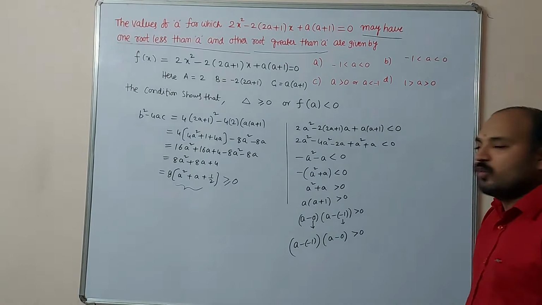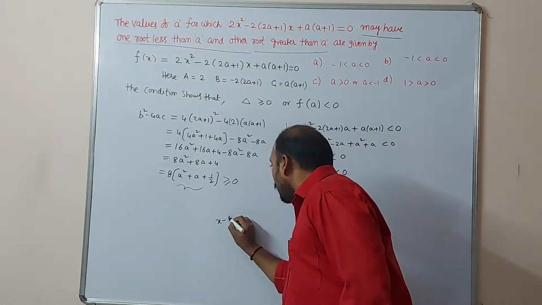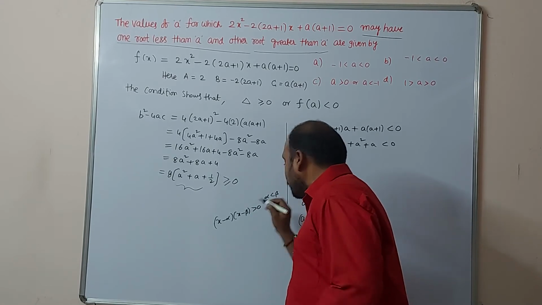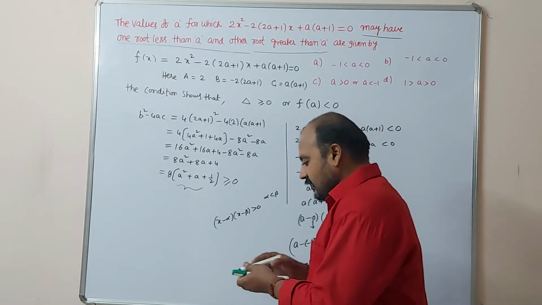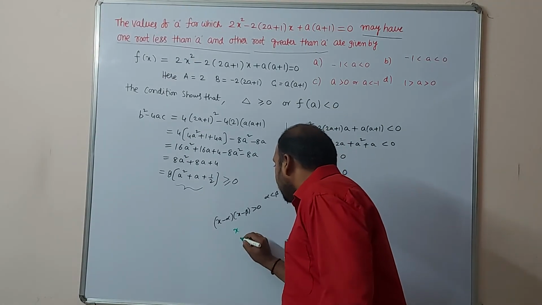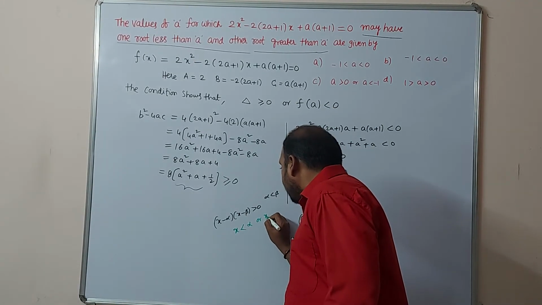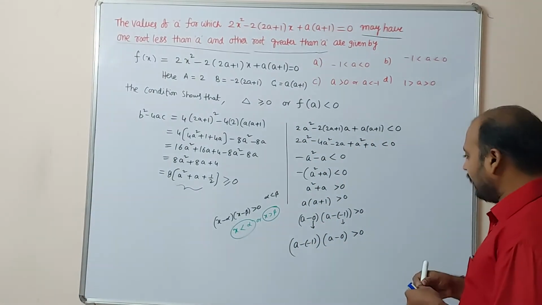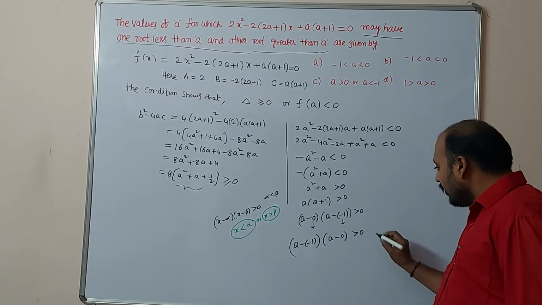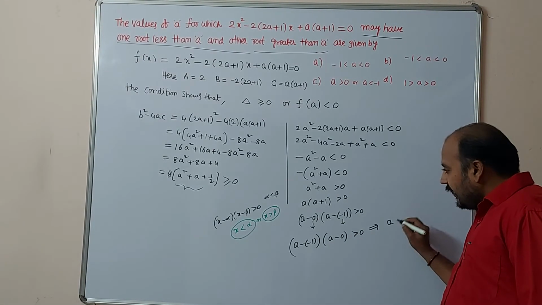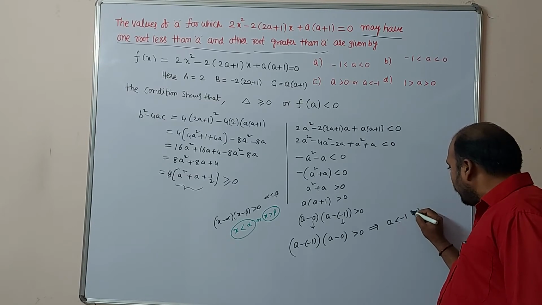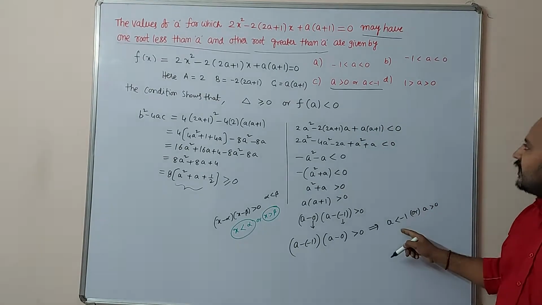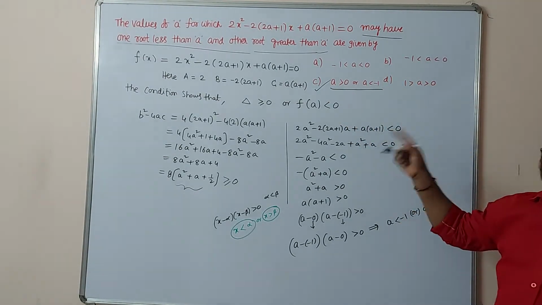We know that x minus alpha into x minus beta is greater than 0 when alpha is less than beta. The value of x lies between, x is less than alpha or x is greater than beta. So by using that, we can write it as a is less than minus 1 or a is greater than 0. So a is greater than 0 and a is less than minus 1 we have in the option C.